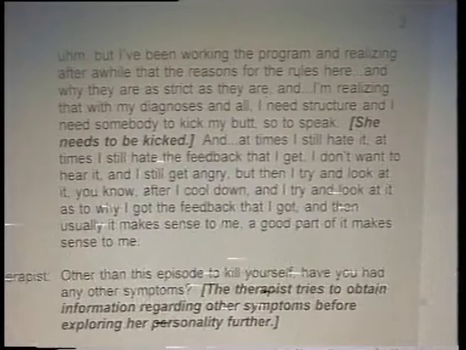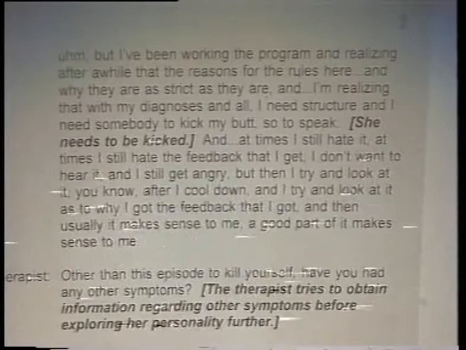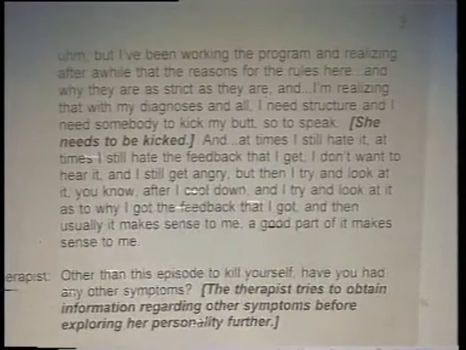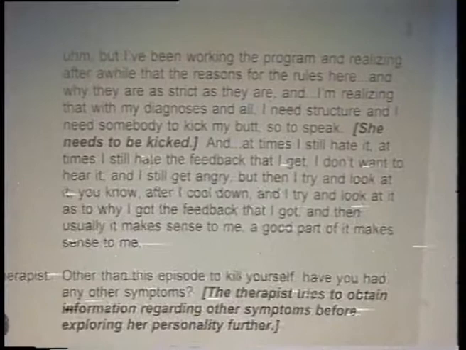I don't know if that's a counter-transference remark or what. Again, you need to know the culture. But to say somebody needs to kick my butt is kind of vulgar. You don't usually go around saying that. And this, you will find out, is a very educated woman, has several college degrees.